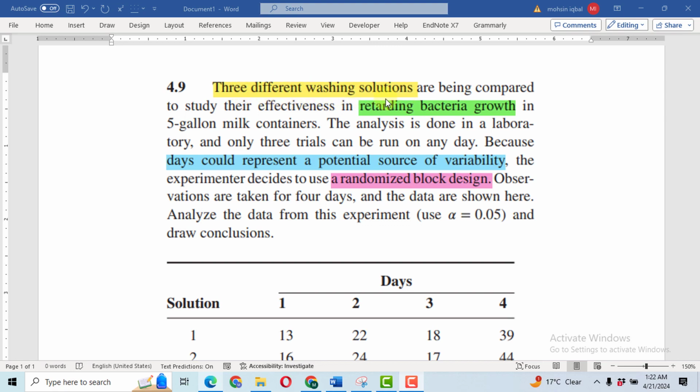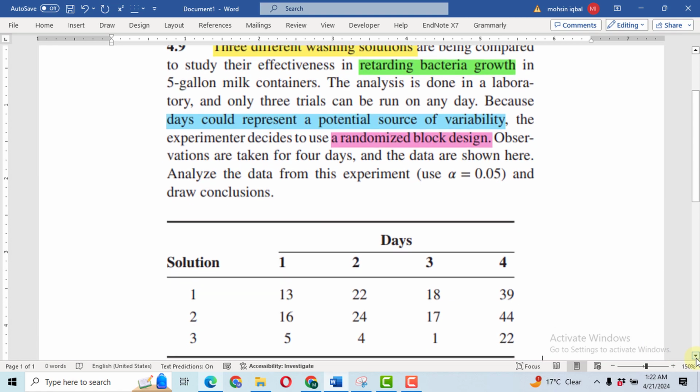Three different washing solutions, as shown in the column, are being compared to study their effectiveness in retarding bacteria growth, that is our response variable, in a 5-gallon milk container. The analysis is done in a laboratory where only 3 trials are possible. So you can see it here, only 3 trials per day.